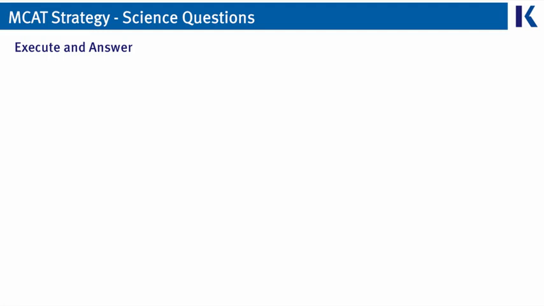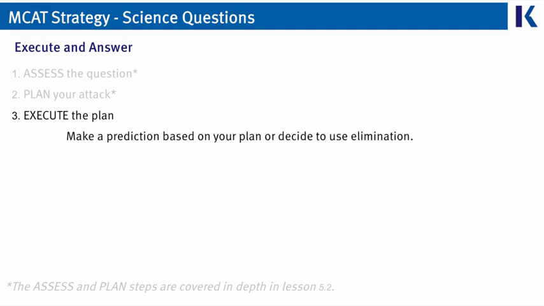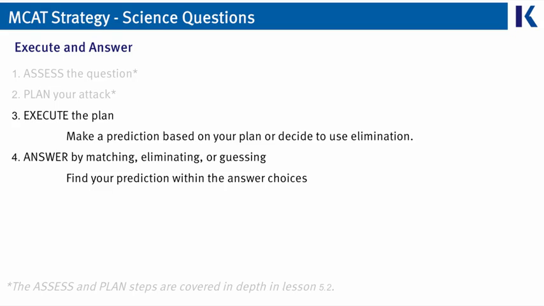The Kaplan method for science questions breaks the cognitive processes involved in problem solving into 4 discrete steps. The first 2 steps are to assess the question and plan your attack. If these first 2 steps are what you're looking for, then you can always watch or rewatch Lesson 5.2. But in this lesson, we'll be focusing on directly scoring you real points on test day. First, executing your attack plan for the question, which, as we'll see, is closely related to predicting an answer, and then moving through the answer choices themselves as efficiently as possible.